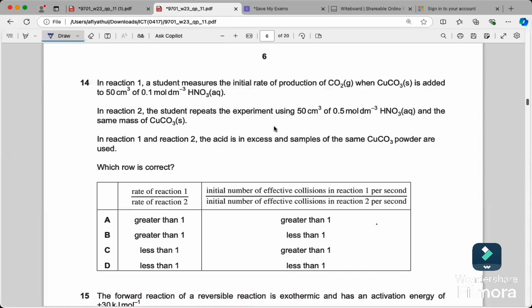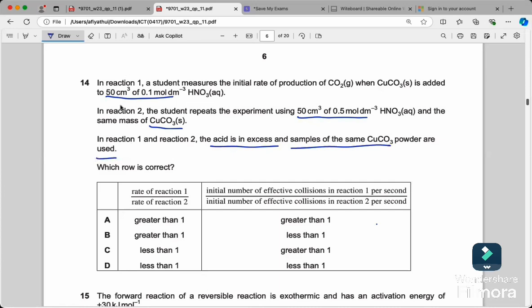So question number 14. In reaction 1, a student measures the initial rate of production of carbon dioxide when copper carbonate is added to 50 cm cube of 0.1 mol per dm cube of nitric acid. In reaction 2, the student repeats the same experiment using 50 cm cube, but this time 0.5 mol per dm cube of nitric acid and the same mass of copper carbonate. In 1 and 2, acid is in excess and samples of the same copper carbonate powder are used. So which row is correct?